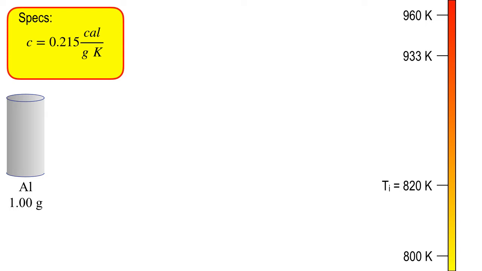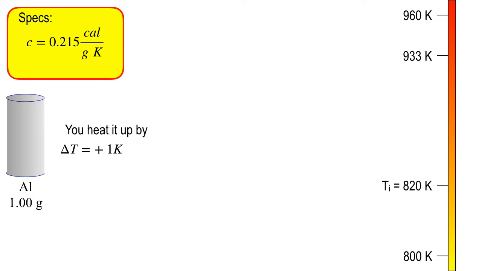Now, if you've got gold, it's a different number. If you've got water, it's a different number. If you've got frozen water, it's different from liquid water, all right? So you just have to pay attention. Each material substance potentially has a unique specific heat. So for solid aluminum, it's 0.215 calories per gram Kelvin. All right, so let's say that we want to heat it up.